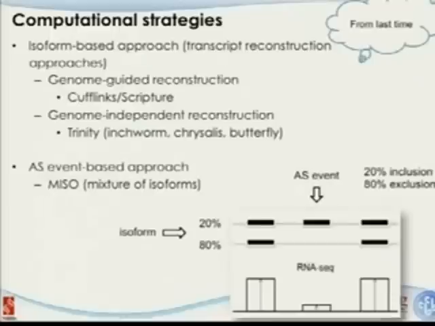Another direction is the alternative splicing event-based approach. Instead of trying to figure out the different isoforms and their expression levels, I would rather look at each individual event. I don't care which isoform it's in or how many isoforms it's in. Eventually, my measurement will be, for this particular alternative splicing event, what percentage of the final gene product has it or does not have it. This is called the percentage spliced in, if you still remember. And MISO, which is a mixture of isoforms, was designed to focus on this issue.